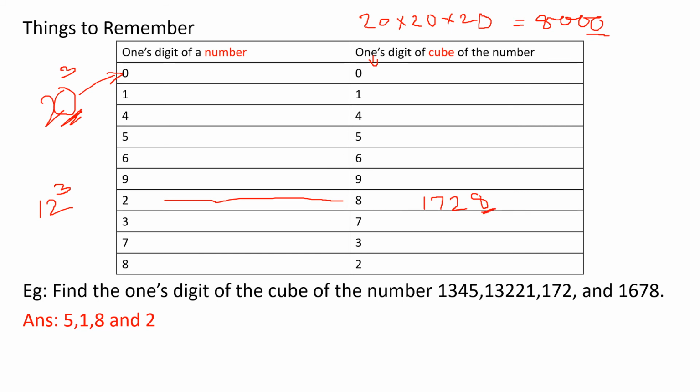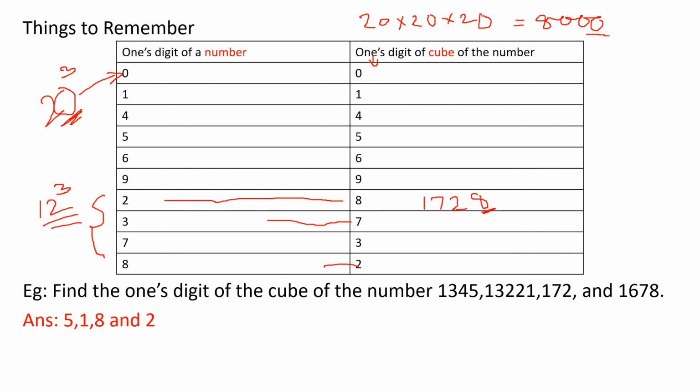Okay, like that you check it for 3. If a number ends in 3, the cube's ones place is 7. 7 means the opposite of 3. And 8 means 2. So for these, 3 and 7, 2 and 8, you can check it. Like this, you can check with any number. Okay, so these are the things to remember. You just keep this in mind. It will be useful for the calculation part.